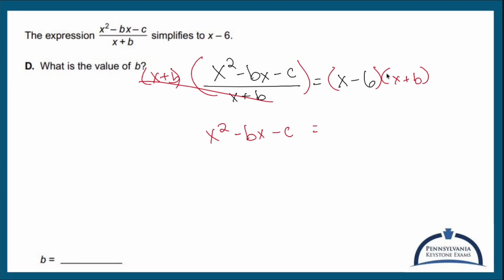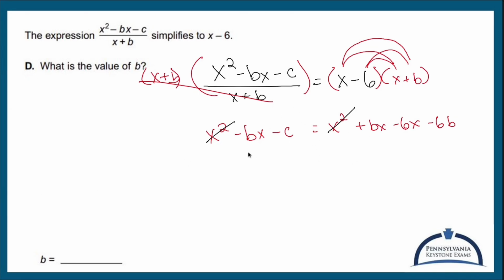That's going to equal a FOIL problem, so let's FOIL it out. We have x times x is x squared. We have x times b, which is going to be bx. We have negative 6 times x, which is negative 6x. And we have negative 6 times b, which is negative 6b. So what happens is we really can't combine a whole lot except for the fact that these guys will cross out. Now my job is to find b, so what I want to do is get all the b's to one side of the equal sign.